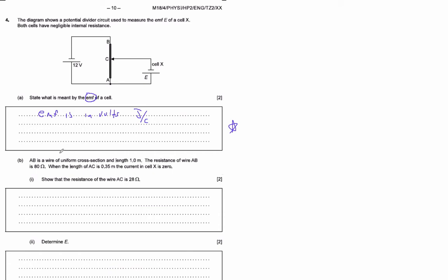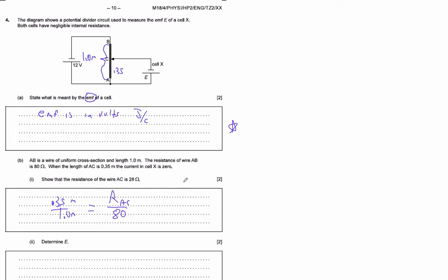All right, and then they say that this is 1.0 meters of wire, and AC is 0.35. Well, this wire has a uniform resistance. If I put it exactly in the middle, it'll be exactly half of 80 ohms. If I put it 1/10 of the way up, it'll be 8 ohms. So the length is proportional to the resistance. So we could say that 0.35 is to 1 meter as that resistance is to 80 ohms.